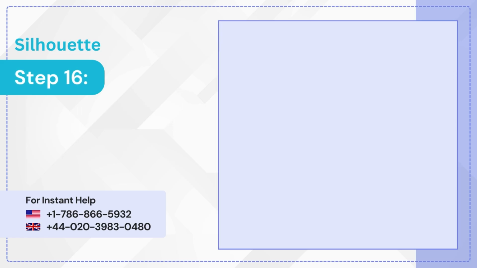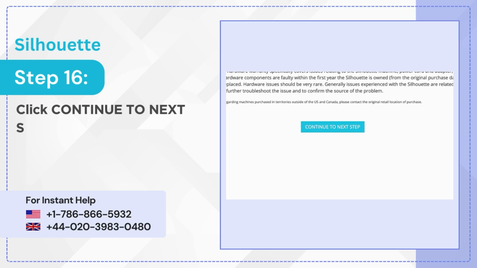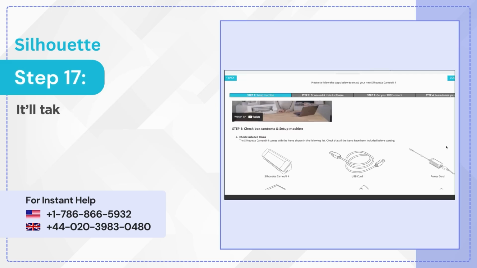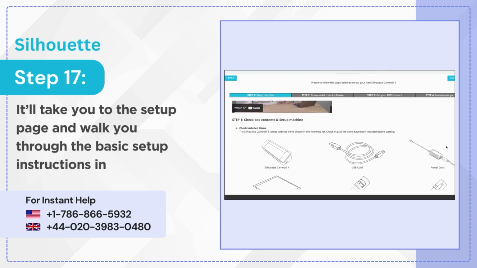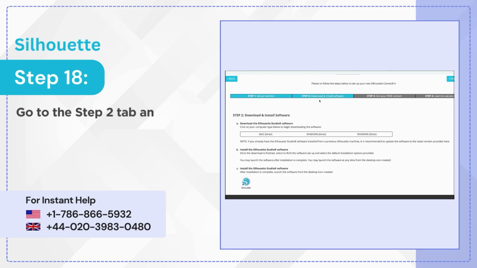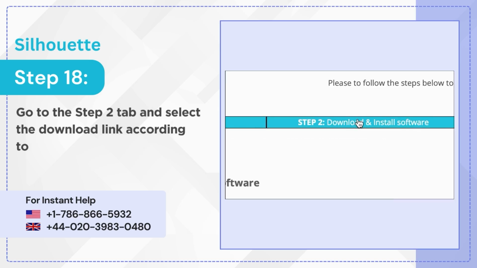Step 16. Click Continue to Next Step. Step 17. It'll take you to the setup page and walk you through the basic setup instructions in Step 1. Step 18. Go to the Step 2 tab and select the download link according to your computer type.